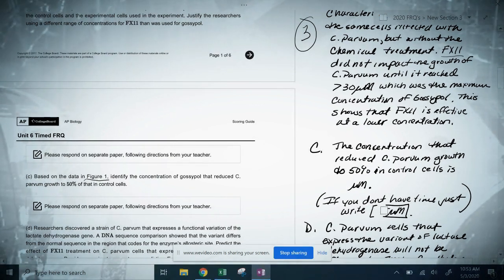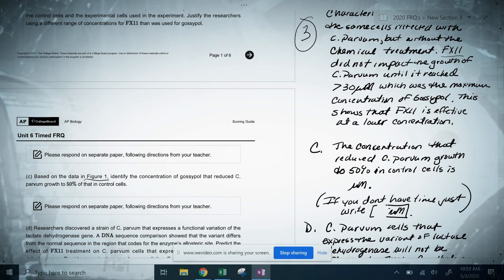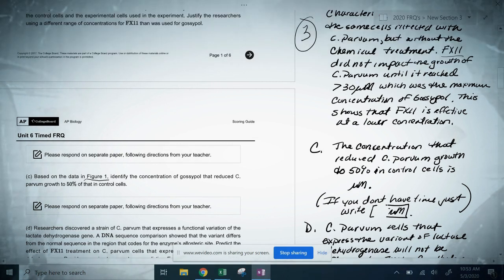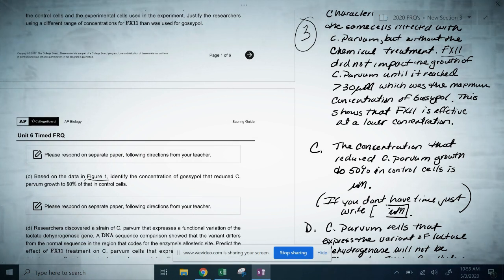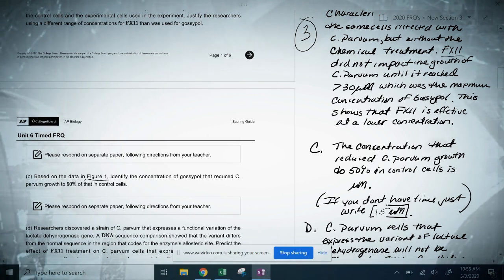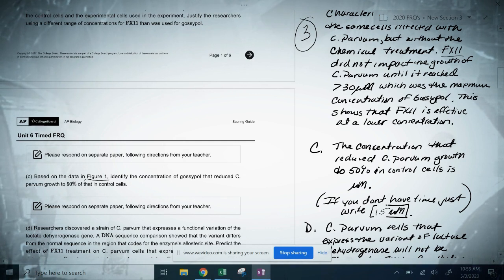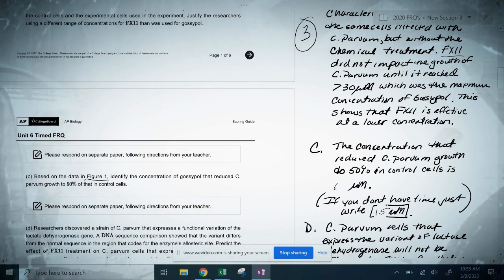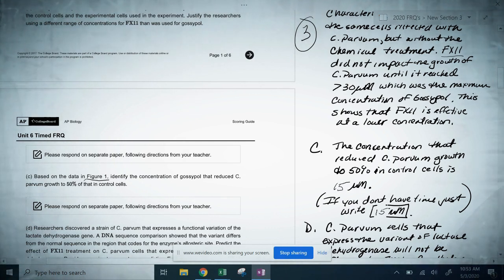I wrote it here. I'm just giving you a tip. This is an identify question. And with this identify question, if you don't have time, you don't have to write the whole sentence. You will still get points for writing 15 micromoles. Sorry, I'm writing with my laptop open.